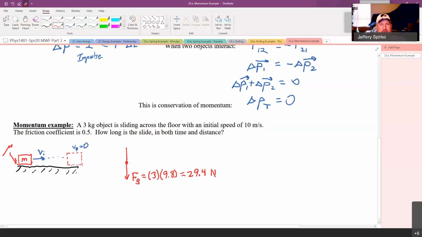And then we have our normal force. Now you may know that the normal force is also going to be 29.4 newtons, but remember that you don't officially know that until after you've done your force analysis. And then we have our force of friction. So we do our force analysis in the y direction. We have force normal minus 29.4 is equal to 0. So now we officially know that force normal equals 29.4 newtons.